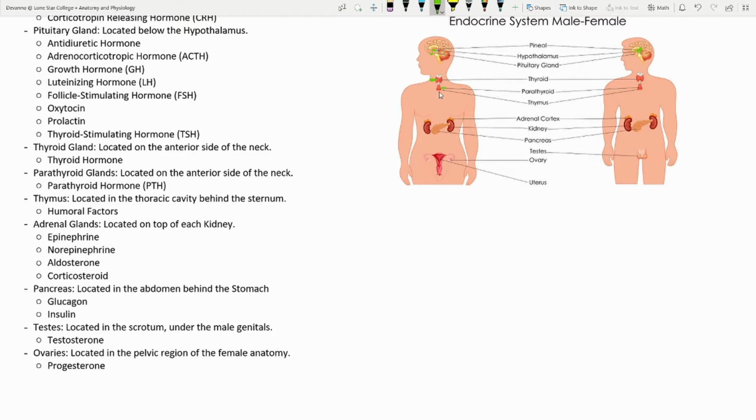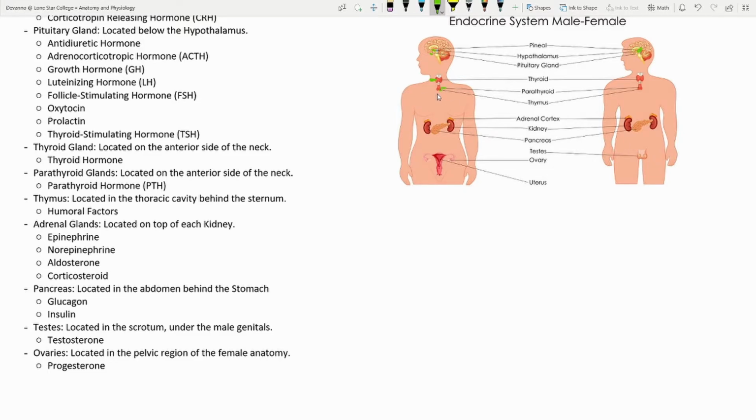And right below it, right here, that's going to be the thymus, which is responsible for pretty much human development, and it also helps with development of the lymphoid system. Very important because, as you know, your lymphoid system is responsible for a lot of things as far as immunity and removing waste from the body.